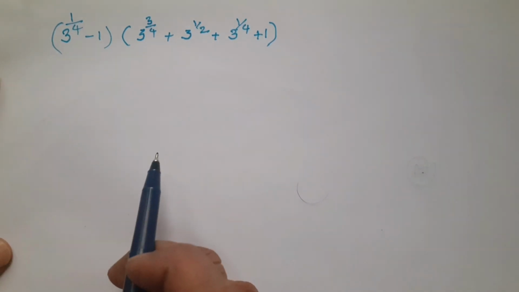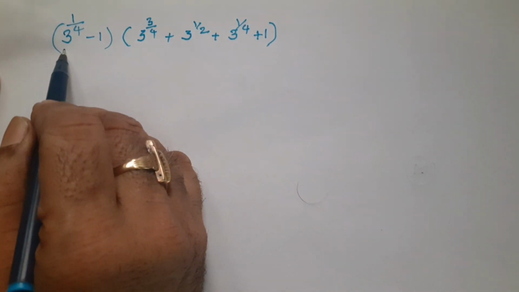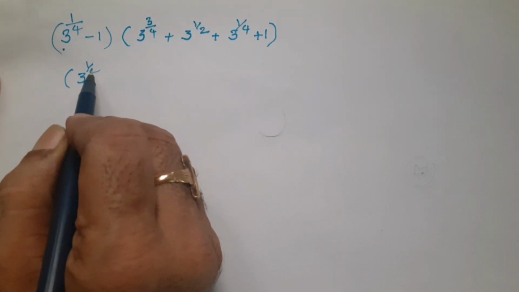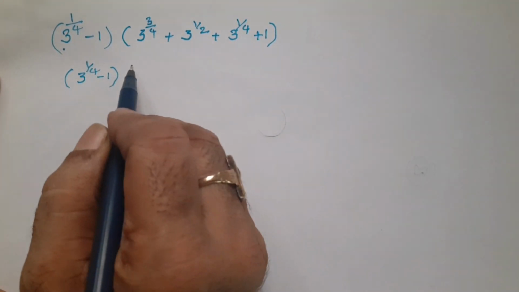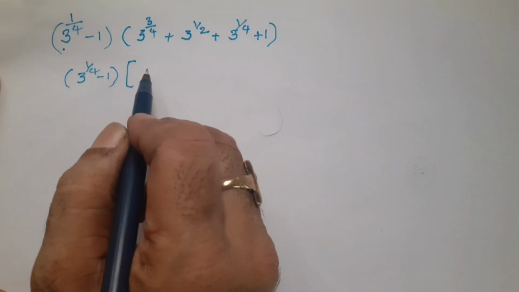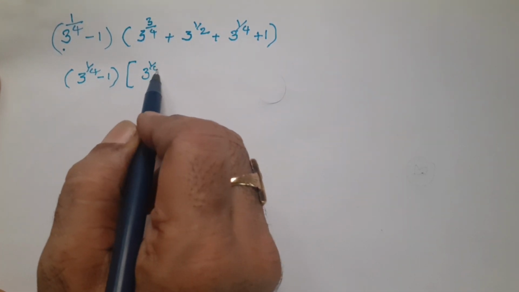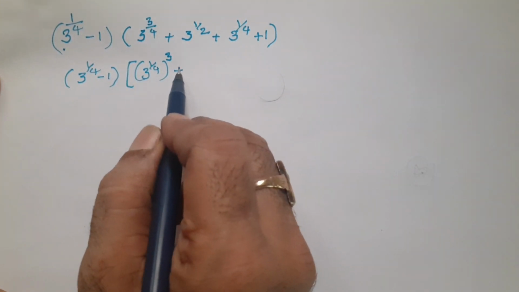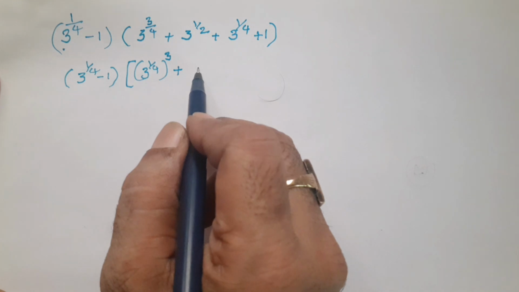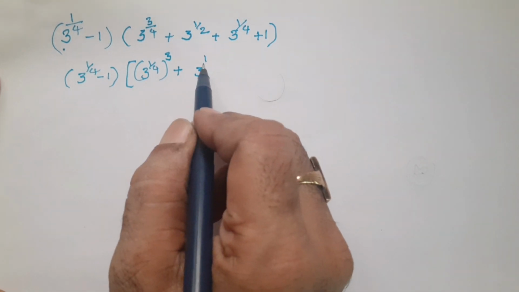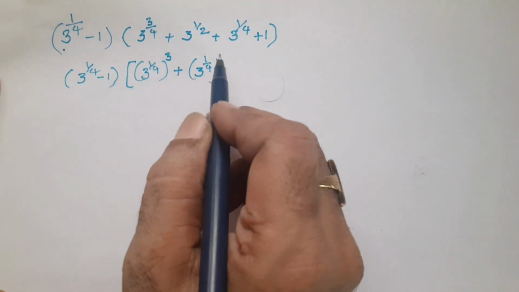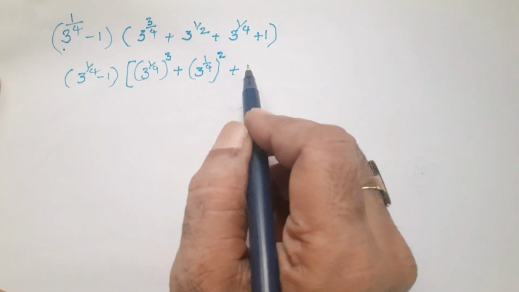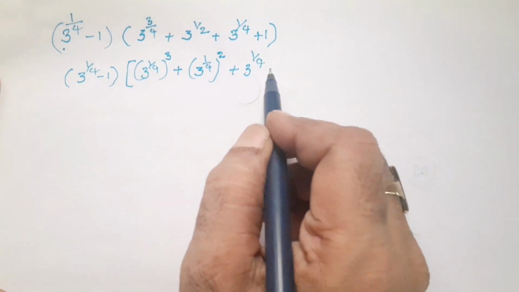So how can you find the value here? First, you write 3 power 1 by 4 minus 1. This you can write as 3 power 1 by 4 whole cube. Same with this, you can write 3 power 1 by 4 whole square. We get again 1 by 2 only. Plus 3 power 1 by 4 plus 1.